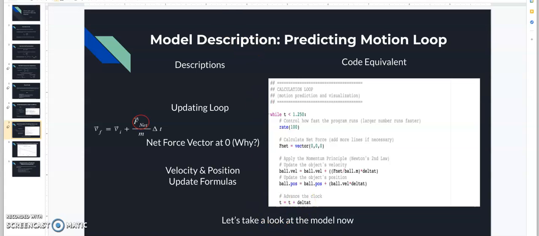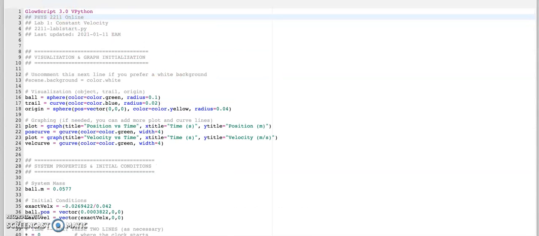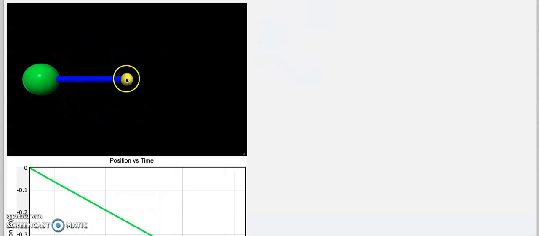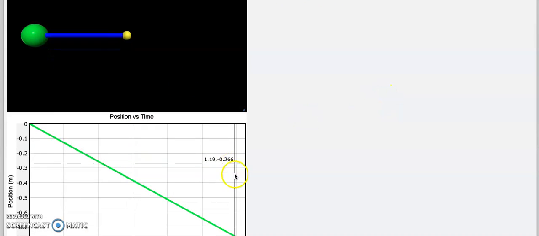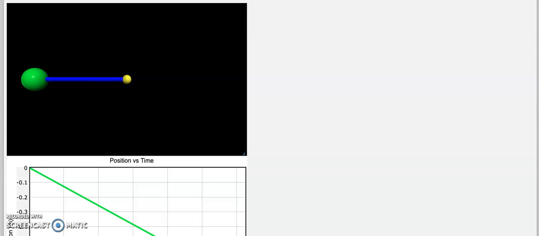But let's take a look at the model now. So here's the code itself, and we run it. So that would be the tennis ball, and that is the initial position. And we can see a position versus time graph shown here. Now, let's compare it to what we got from the model.